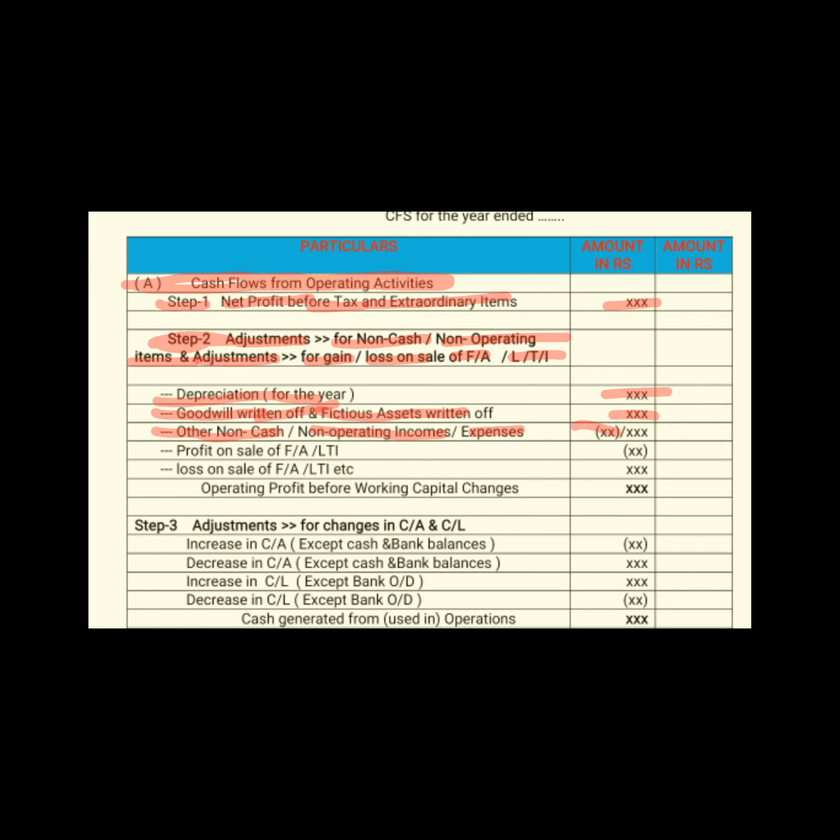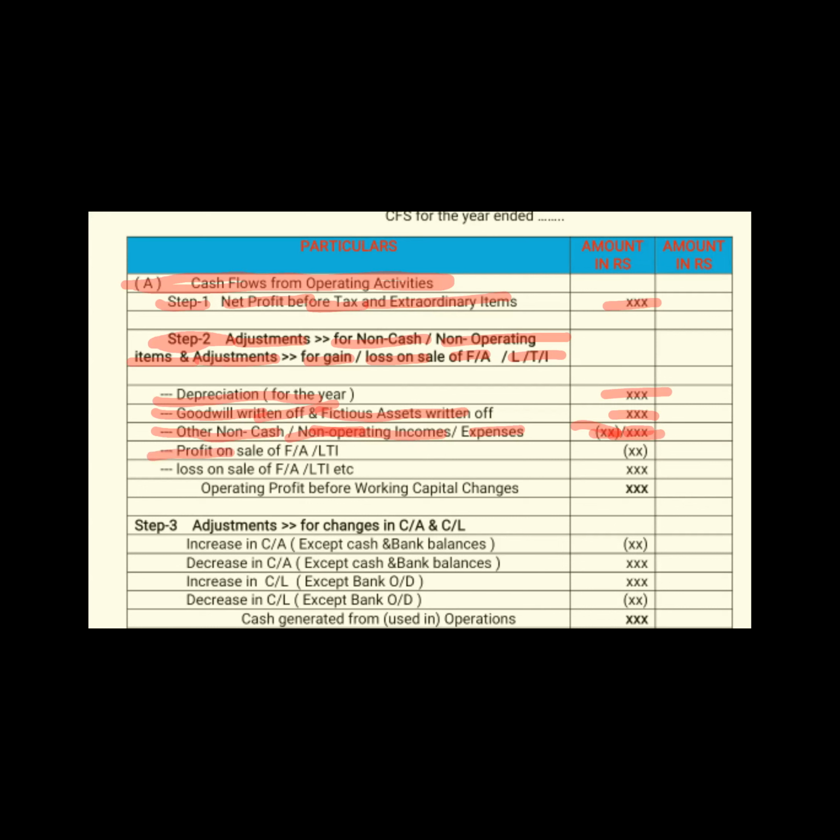Okay, so interest received and dividend received, if any, are non-operating items, so you will deduct them. Plus or minus happens here. So interest paid you will add, interest received and dividend received you will minus. Depreciation, goodwill written off, fictitious assets written off you will add.